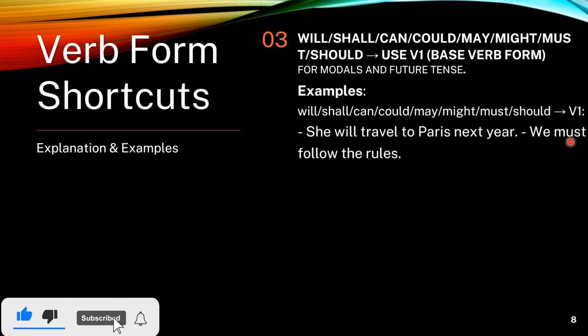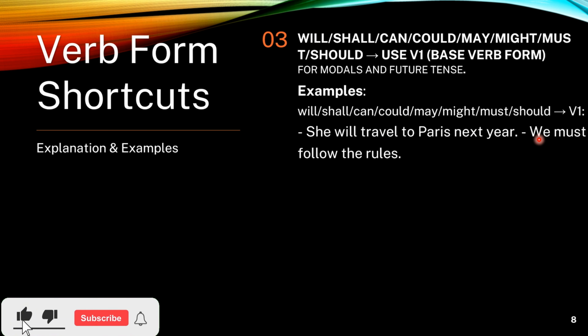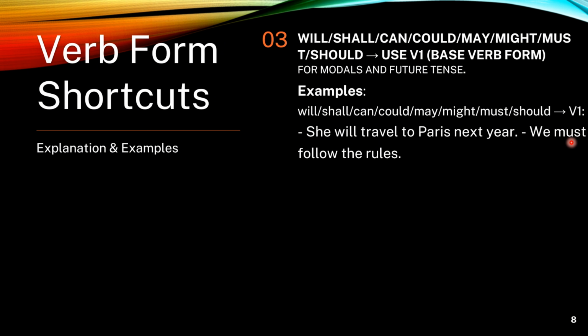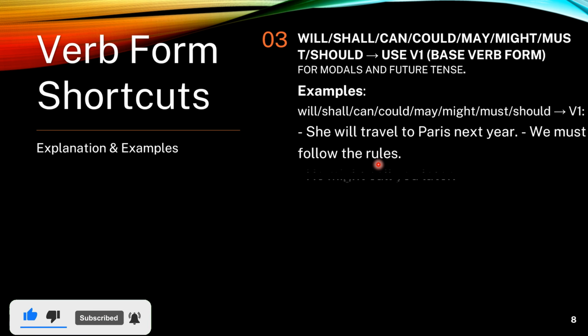Next one is we must follow. So when you see the subject who is performing the activity or doing the task, we know the sentence is in active voice, and in the active voice sentence, we have must. And this is a grammar rule that with must in an active voice sentence, we always go with the first form of the verb, follow, right? So we must follow the rules.